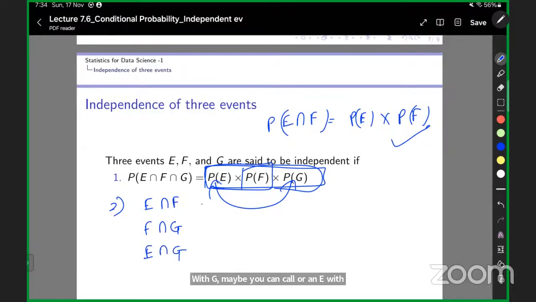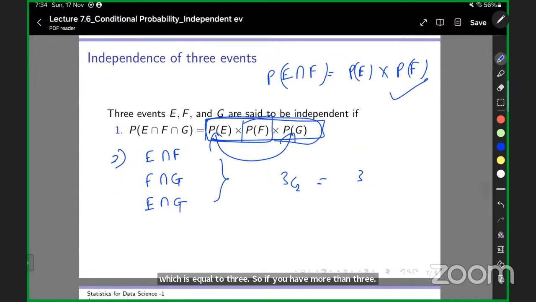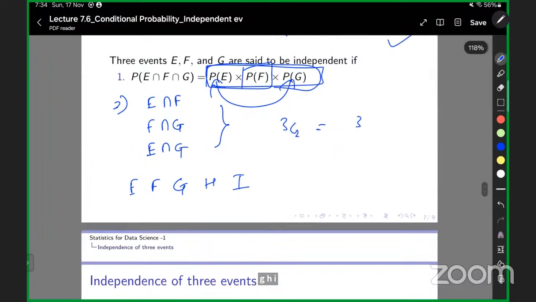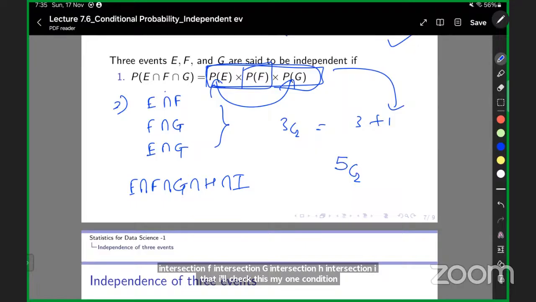Okay. So here we have three, and we have to check pairwise. So how many did we check? 3C2, right? 3C2, which is equal to 3. If you have more than three, let's say five of them, E, F, G, H, I, how many conditions do you have to check? Actually we did this 3 plus 1, where 1 is coming from here. So I have to check that P of E intersection F intersection G intersection H intersection I equals the product, that's one condition. Then from 5, I'll choose 2 each time and check whether they are independent or not, right?